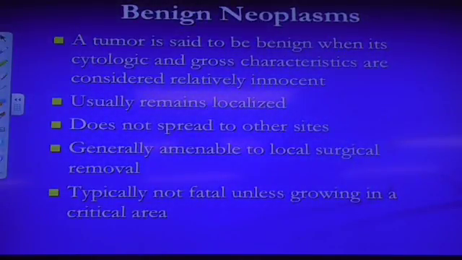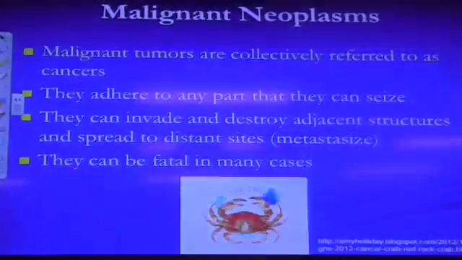And then we're just going to talk about each again. So a benign neoplasm is said to be benign when its cytologic and gross characteristics are considered relatively innocent. Basically, cytologic characteristics, because you may see a single little mass that looks benign at the moment, but it's important to do a biopsy to confirm that those cells are benign. So it could be an early malignant neoplasm. Benign tumors usually remain localized. They do not spread to other sites, are generally amenable to local surgical removal, and typically not fatal unless growing in a critical area. Things we already said.